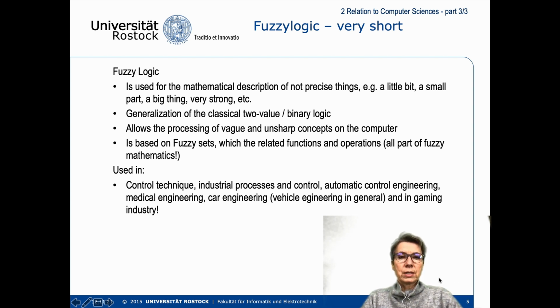Fuzzy logic is a generalization of the classical two-value or binary logic. So in computer science, you only have this 1 and 0 binary logic, and fuzzy logic puts more into this. It puts more numbers in it and more possibilities to be not really A or not really B, but something in between. In the end, in the computer, it's still reduced to A and B, but with a larger space of possibilities. And it allows the processing of vague and unsharp concepts on the computer, which is very, very important when it comes to cognitive processes.